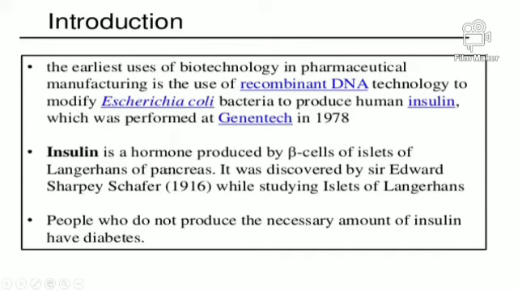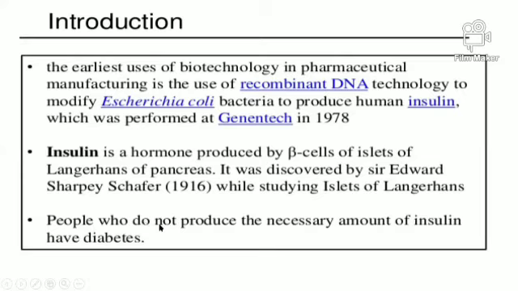Inside the pancreas, we have cells called the islets of Langerhans, and they contain the beta cells, which produce a hormone known as insulin. So insulin is a hormone produced by the beta cells of the islets of Langerhans of the pancreas. It was discovered by Sir Edward in 1916 while studying the islets of Langerhans.